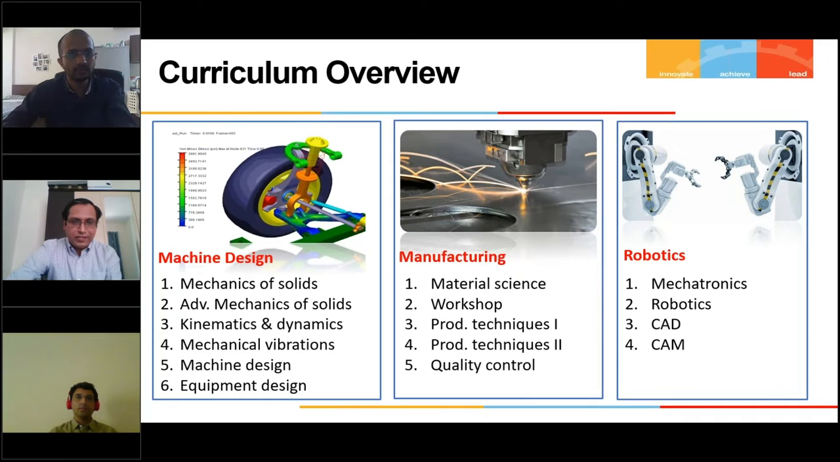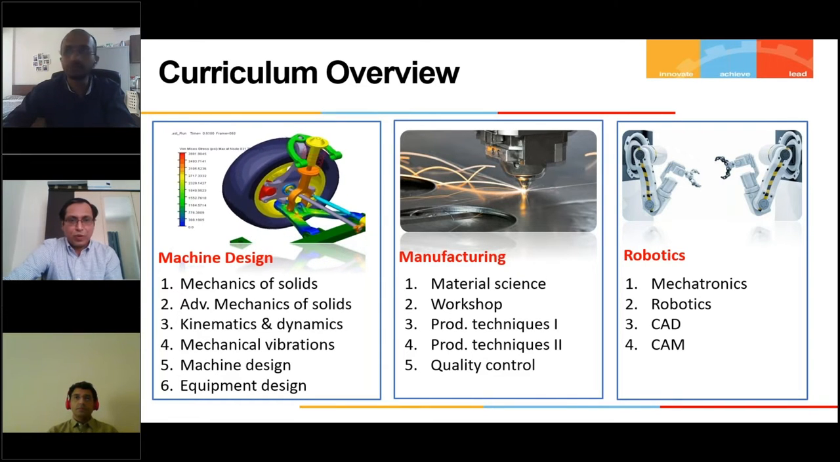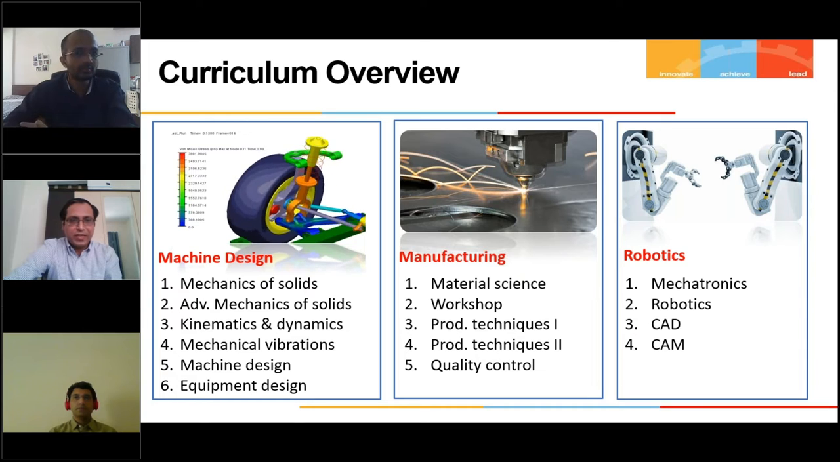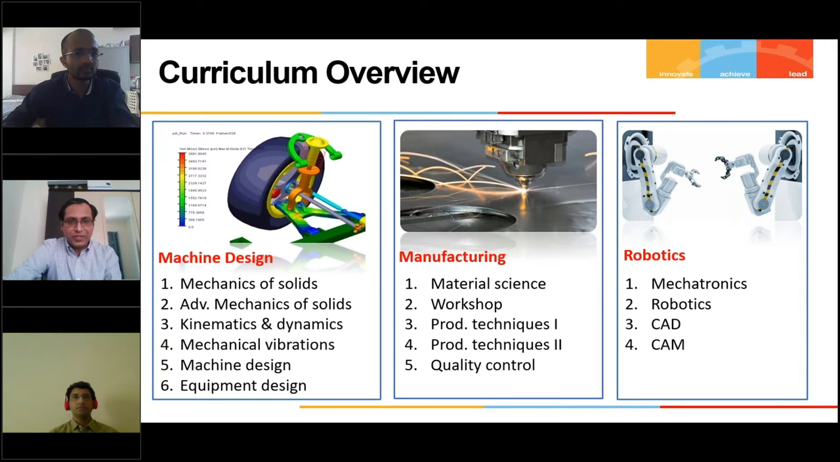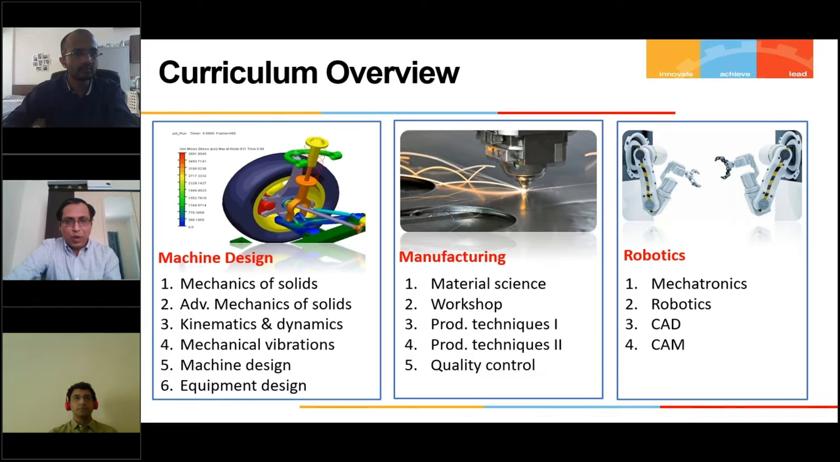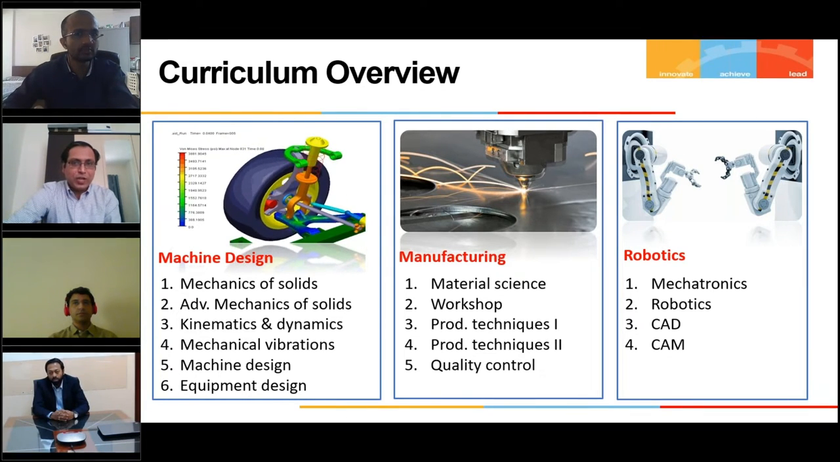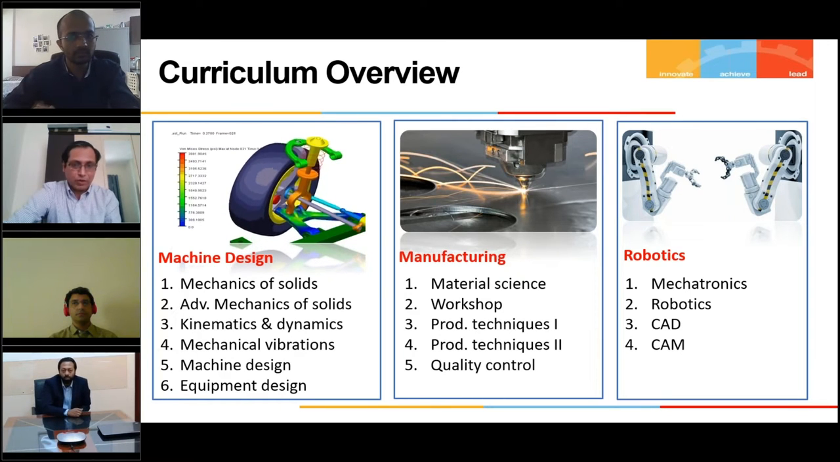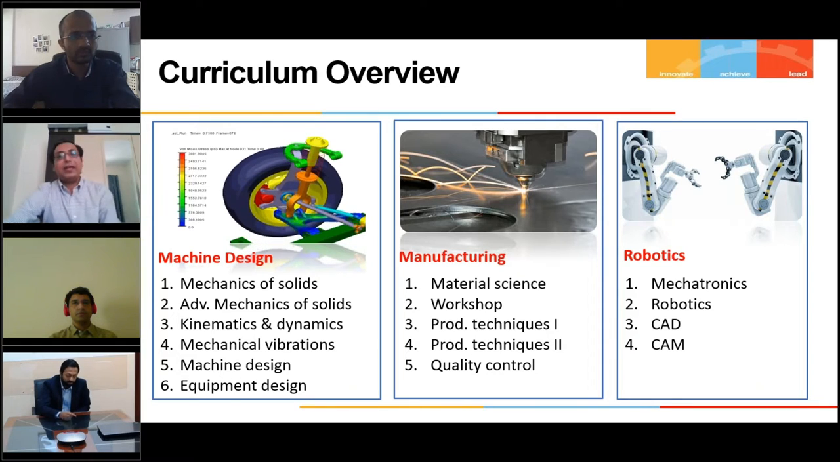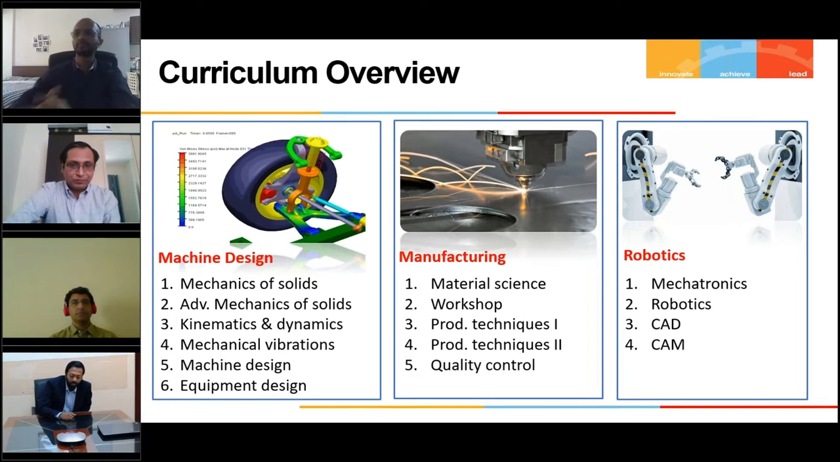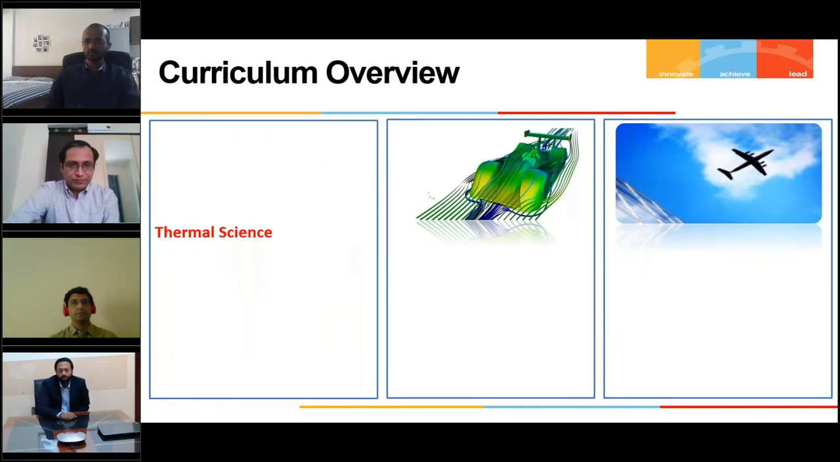What you see under these 3 different heads are the various courses that students can take. So if some student wants to specialize in machine design, he or she can take up these courses. I would like to point out that the courses mentioned here include some of the compulsory courses or the core courses, and then elective courses also.